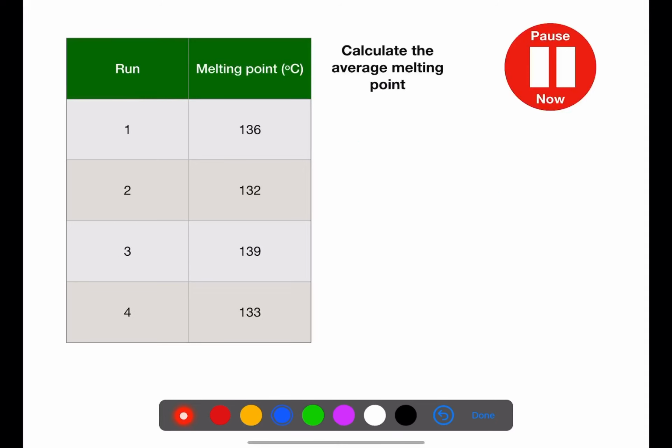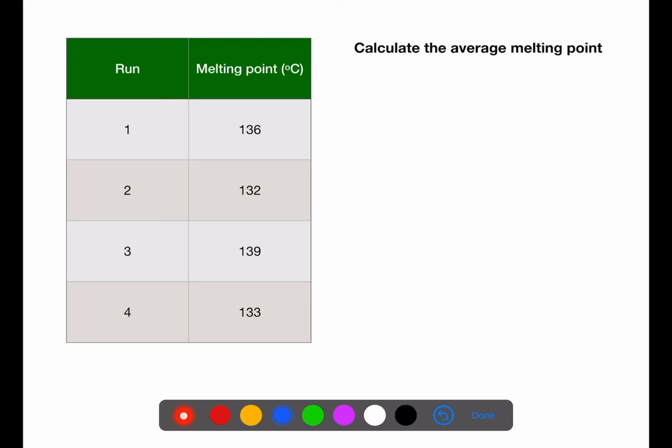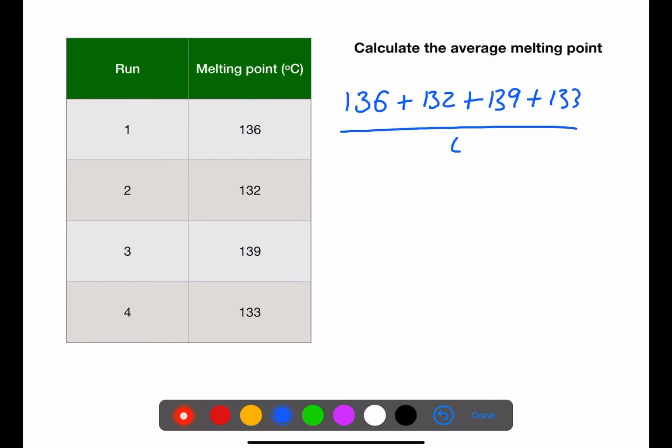Pause the video now and calculate the average melting point for this reaction. So here we need to add together all of the values. So we have 4 values of melting point, and then divide by 4. So the total is 540. We divide by 4 to get an average melting point of 135 degrees C.